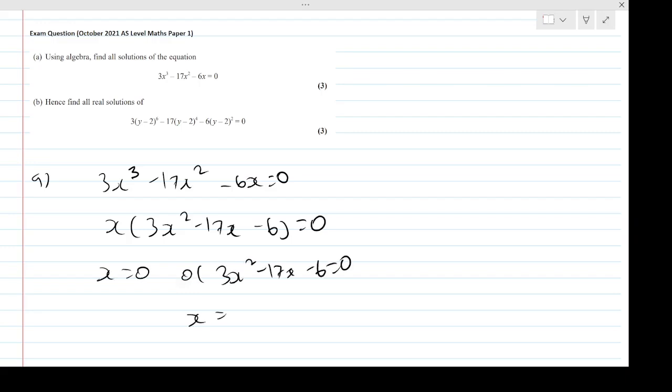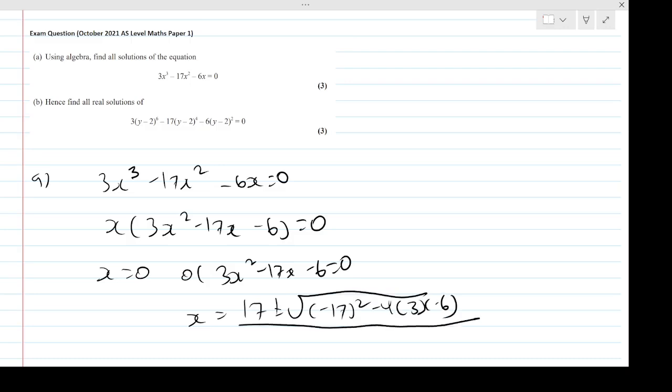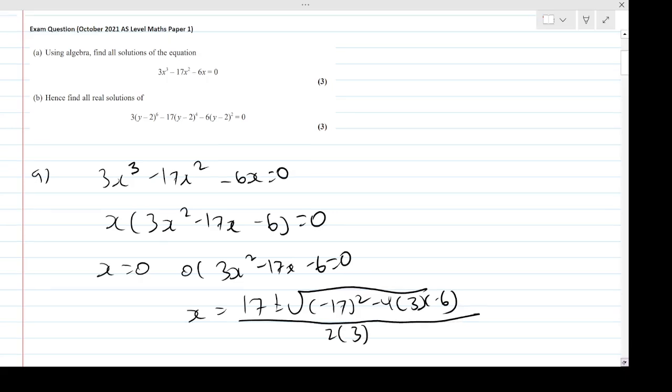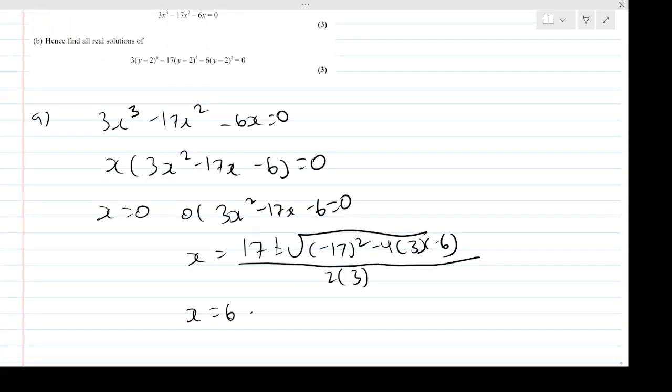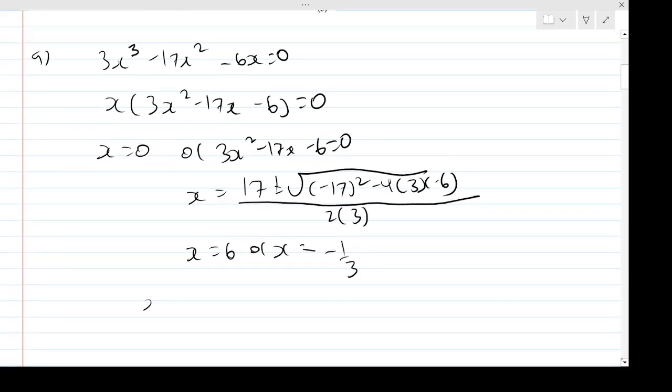And then to solve it, to show my working, I can quickly jot down the quadratic formula. 17 plus or minus the square root of minus 17 all squared, take away 4 lots of 3 of minus 6, all over 2 lots of 3. So if I do that in a calculator, I get x is 6 or x is minus a third. So overall, x is 0, x is 6, or x is minus a third.